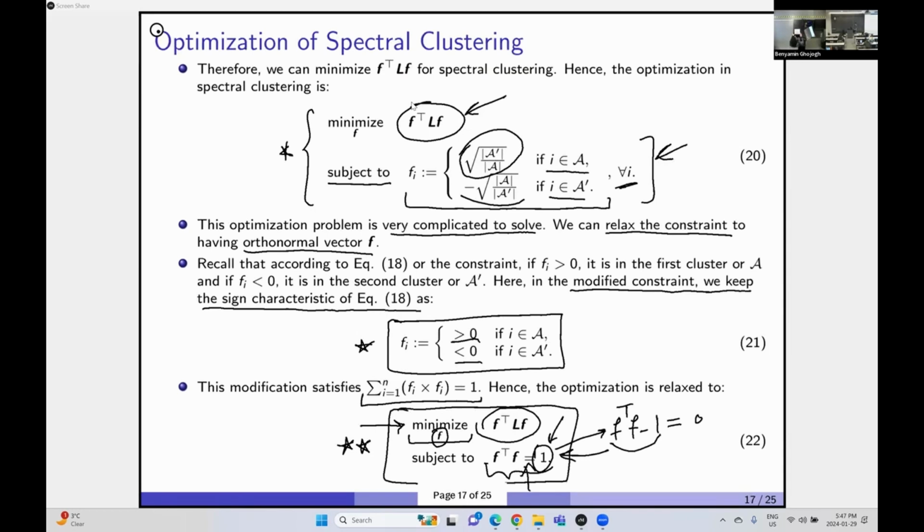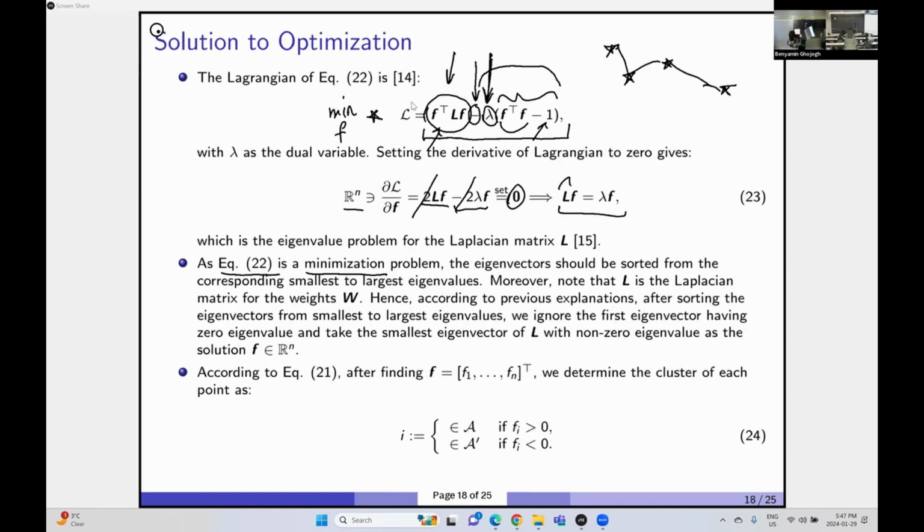Right? Agree? But we know that the smallest eigenvalue is 0, and I should ignore that. I should ignore the eigenvector whose eigenvalue is 0. I drop that, and then I get the second smallest eigenvalue and eigenvector, right? That would be my f.